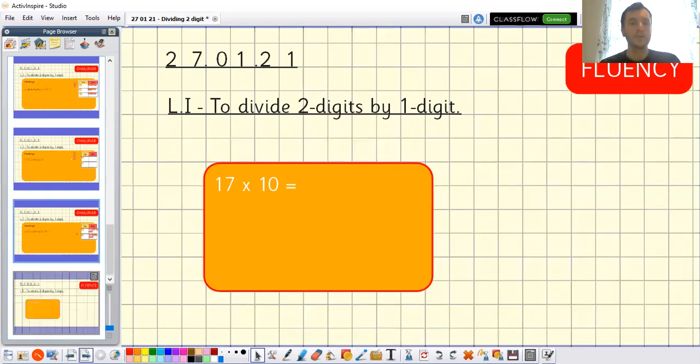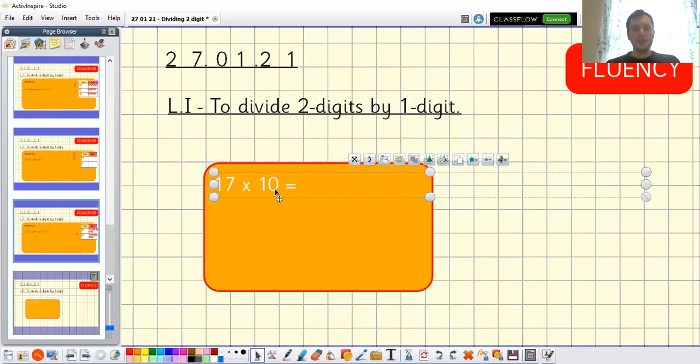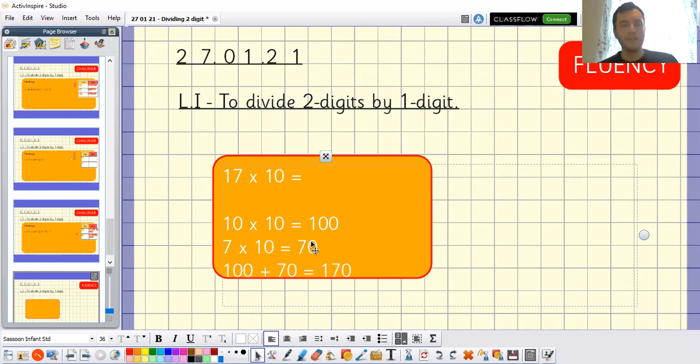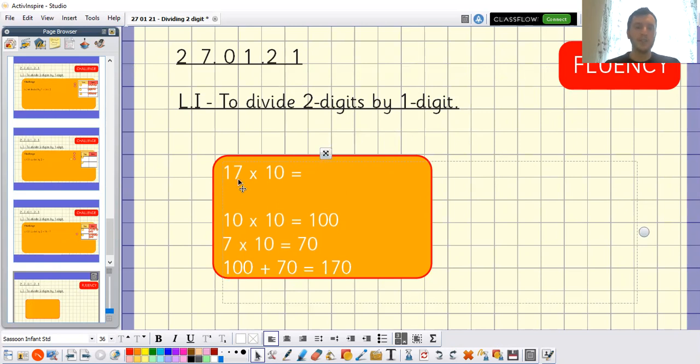Well done if you managed to get all of those. As a finisher, let's look at our fluency question today, which is 17 times 10. Now, if I was doing this, I would go for 10 times 10 equals blank, and 7 times 10 equals blank, and add those together. Have a go at doing that yourself very quickly now and see if you can quickly solve that one. Let's look at it together then. 10 times 10 is 100. 7 times 10 is 70. 100 plus 70 is equal to 170. Well done if you got that. Well done if you partitioned that 17 into 10 and 7 to solve that question.